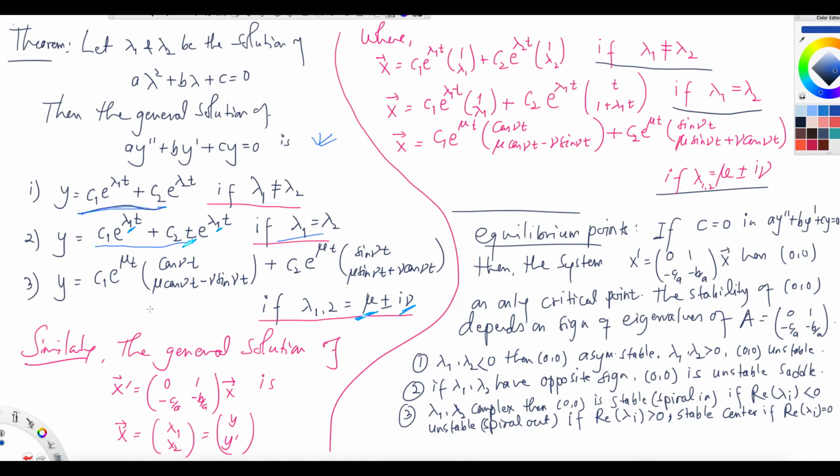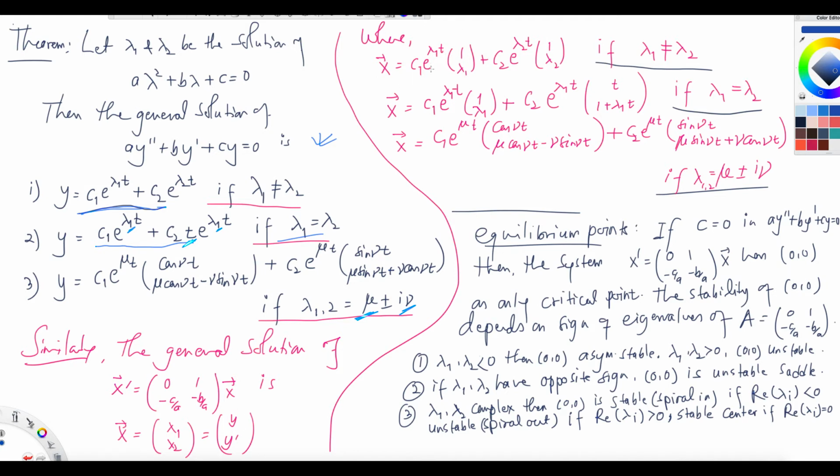Okay, so this is the general solution in that case. If the roots of these equations are complex, then that will be the solution of this equation. Similarly, if you write this into the form of a pair of first order linear equations, then the general solution of x prime equals A times x, where A is [0, 1; -c/a, -b/a] and vector x equals (x1, x2), which is y and then y prime.